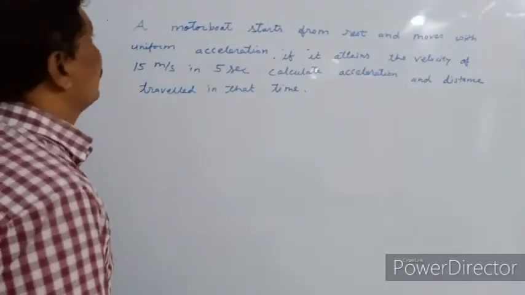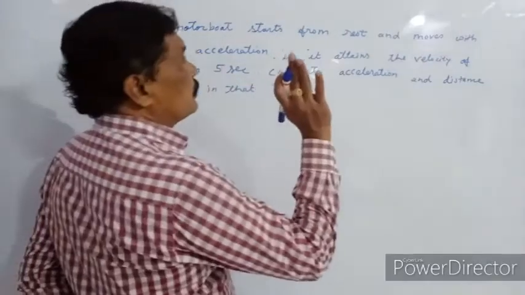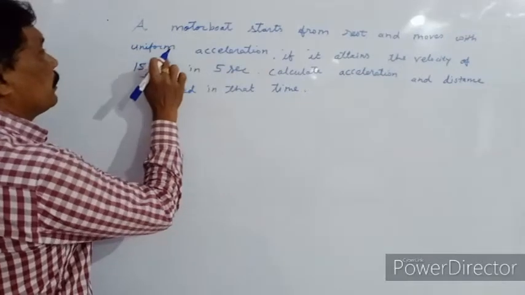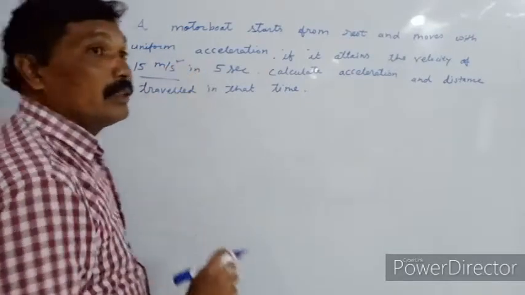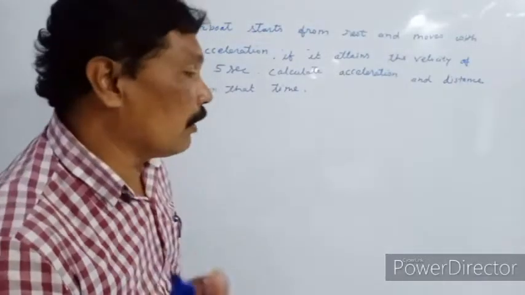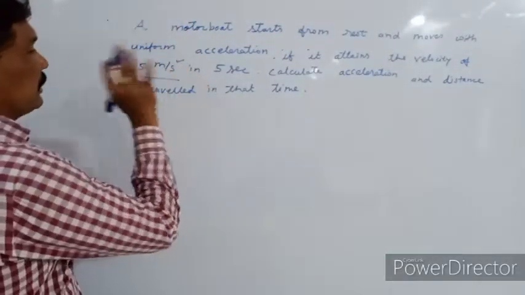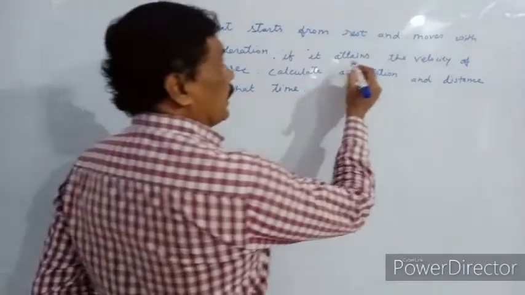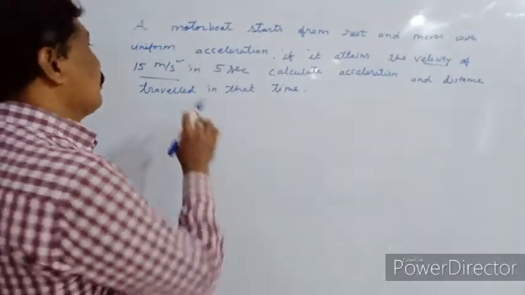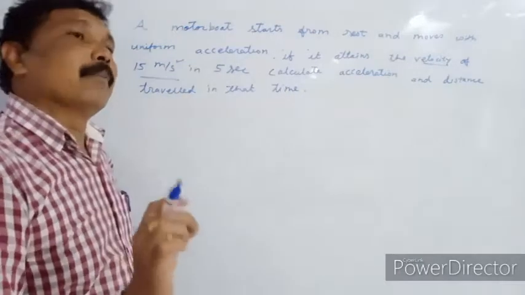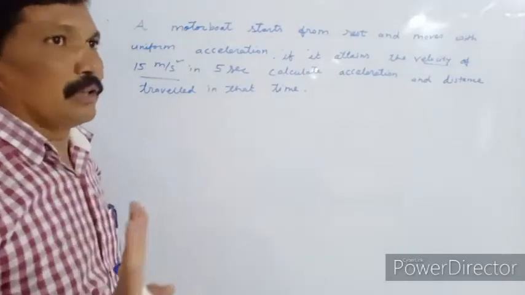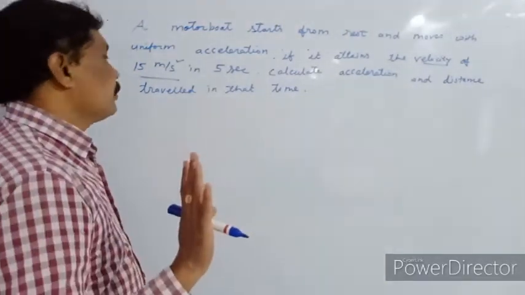Now here we have some values. Meter per second. What is the unit of meter per second? A meter per second is a unit of velocity. So definitely this is a velocity and it is mentioned that it attains the velocity of. So it is clearly mentioned. But still from the unit we can say that meter per second is a unit of velocity and this value is of a velocity.